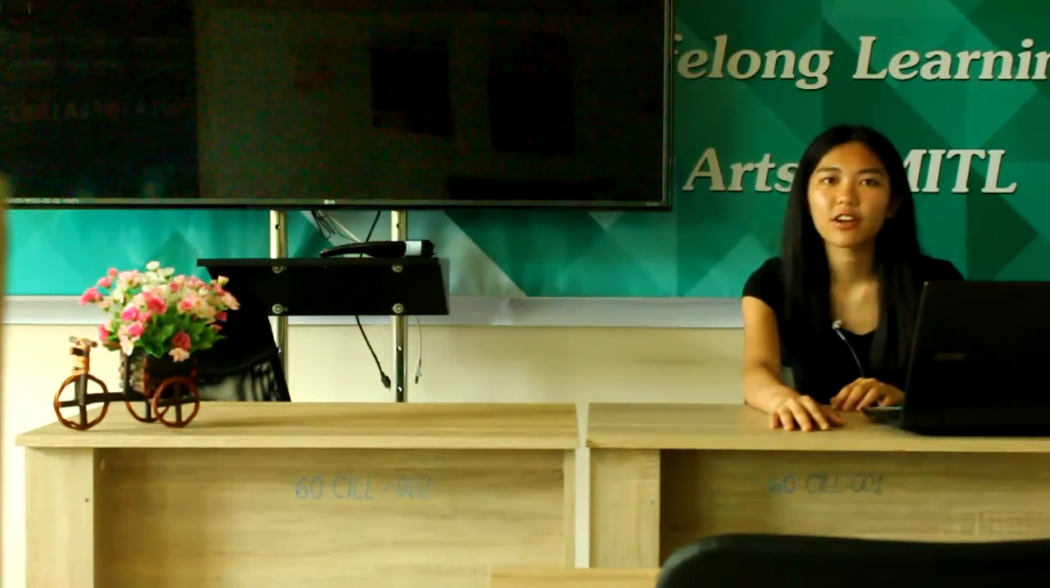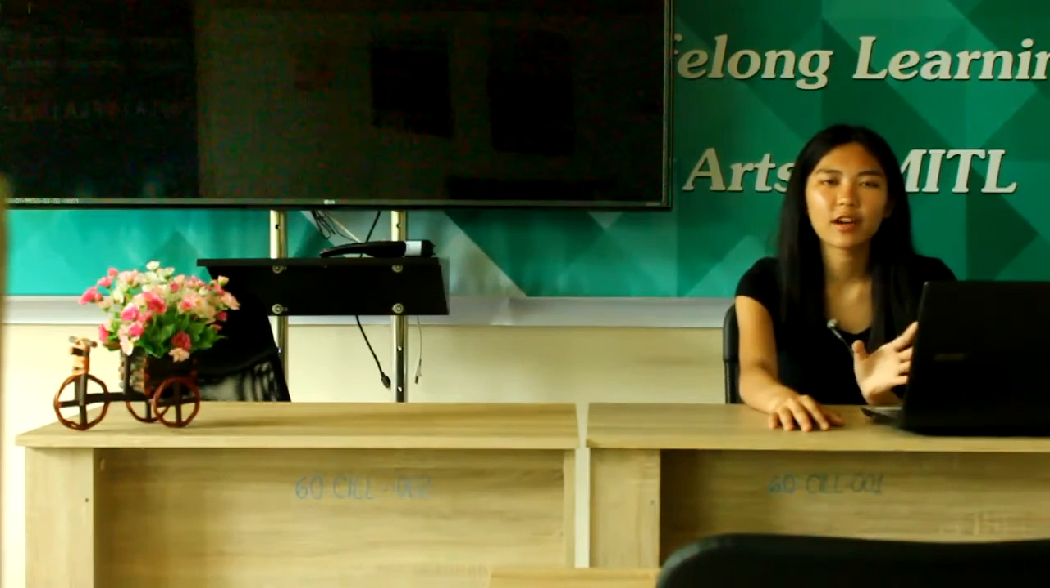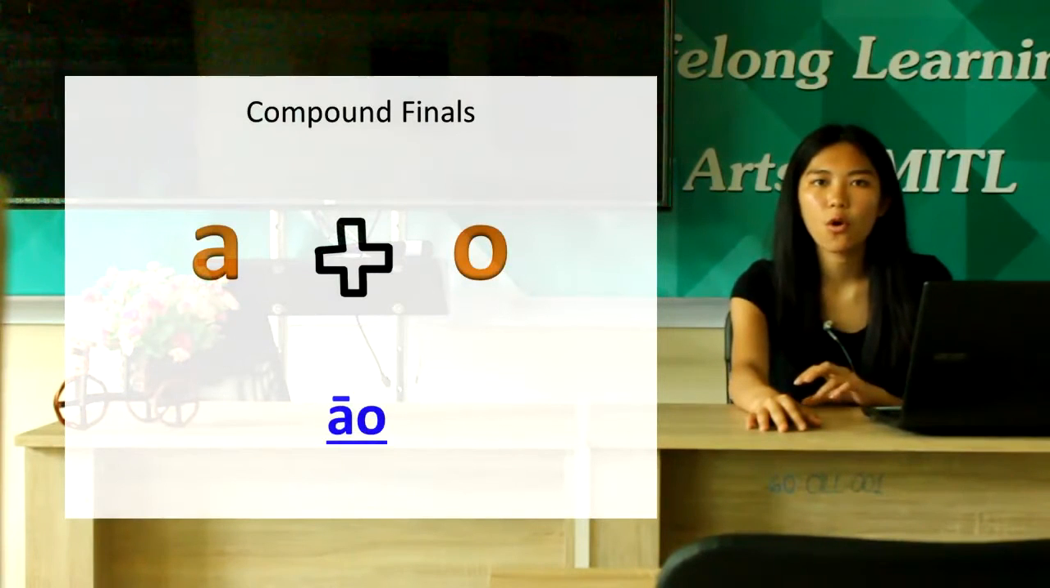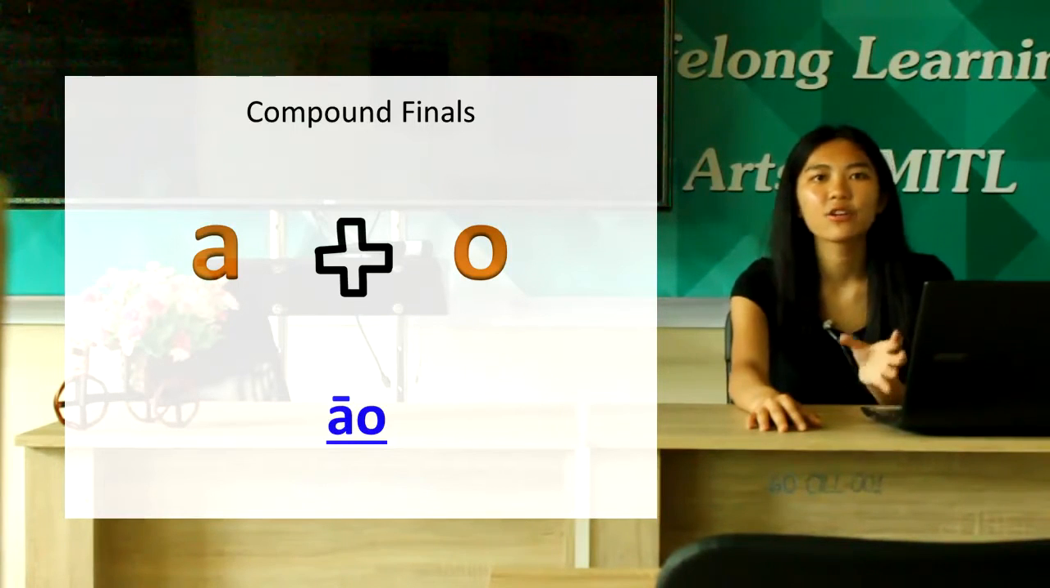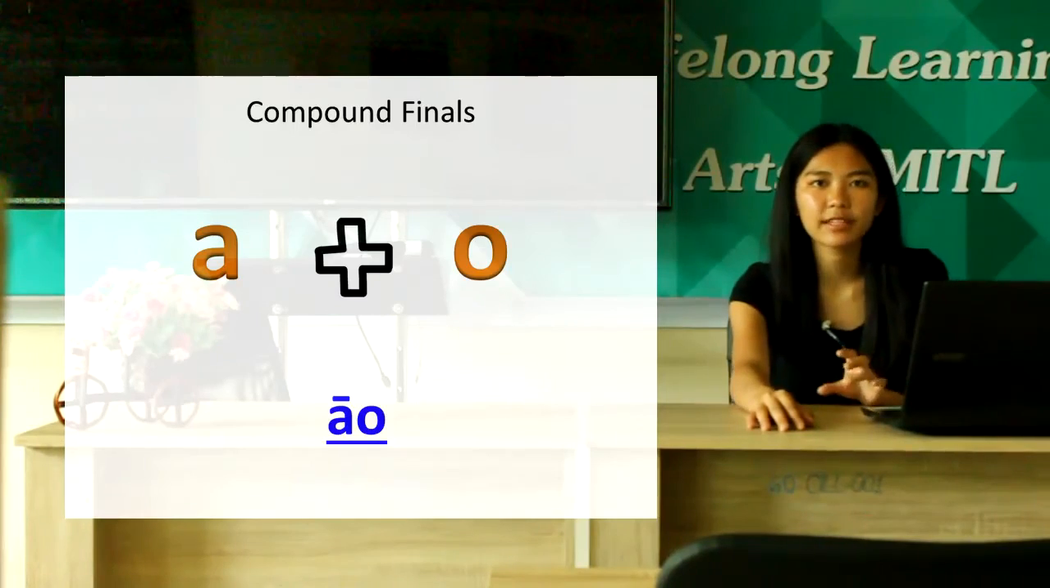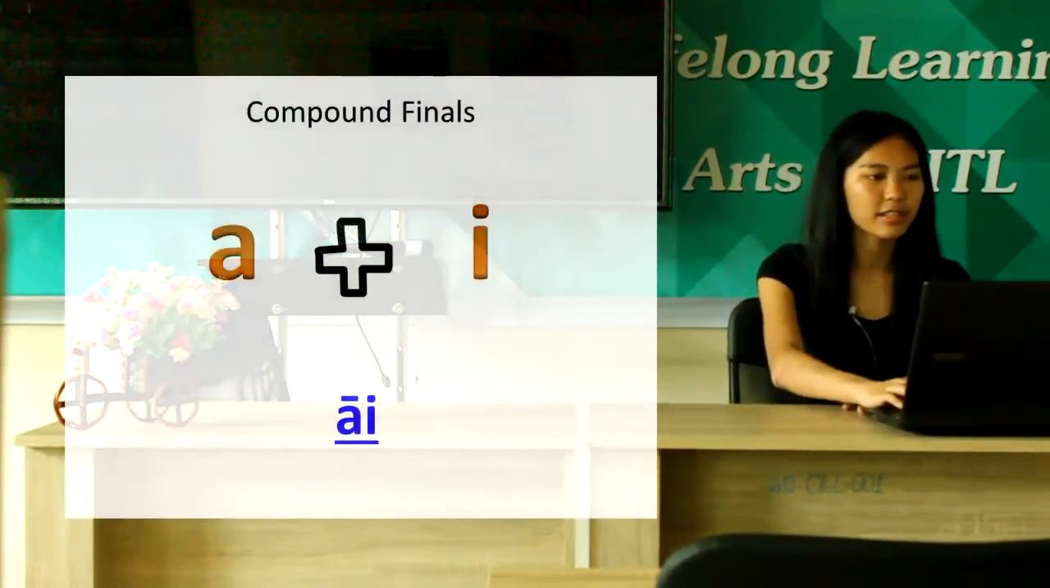And next we'll talk about the compound finals. What is compound? It means like 2 syllables that connect together and join into one sound. The first one, you can say a and o, a, o, ao. You can say the 2 sounds at a rather fast speed, and then you might get that sound. Ao.